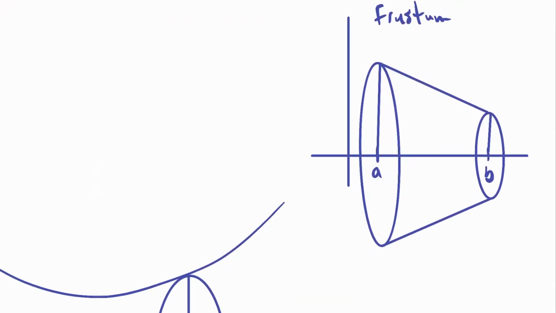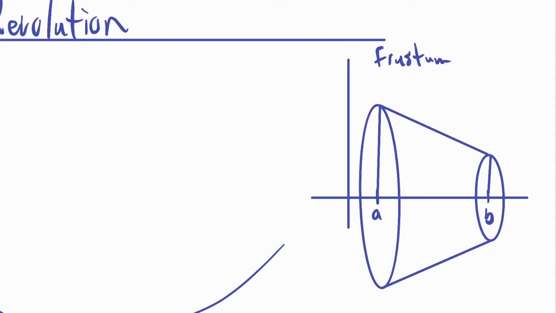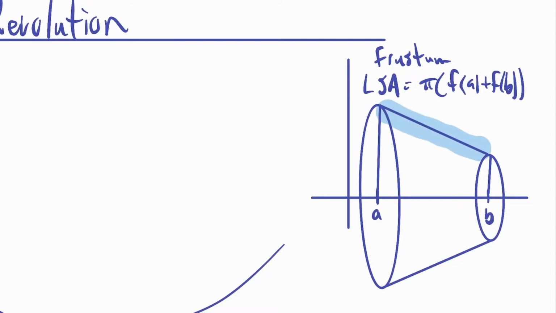It's called a frustum, and then the lateral surface area of a frustum is basically given by, if we call this function, let's call it f, the lateral surface area of the frustum, this is given by pi times f of a plus f of b times this lateral, it's called the lateral height of the frustum, okay? We'll call that L, okay?